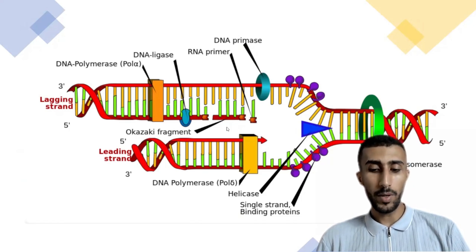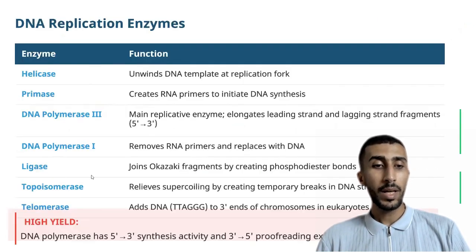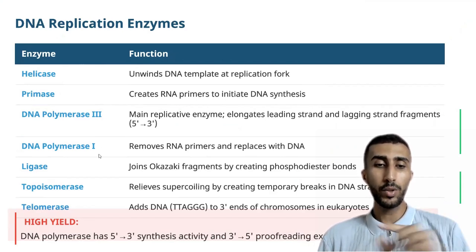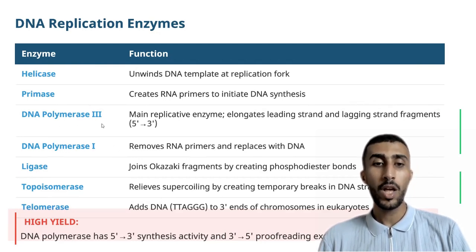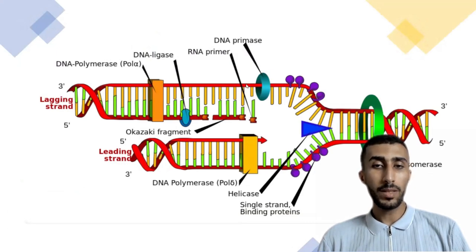After forming this RNA primer, we have to replace the RNA primer with DNA. This is the function of the other DNA polymerase, which is DNA polymerase 1. So we have two DNA polymerases. DNA polymerase 3 is the main replicative enzyme. That is the one that is doing the whole job. DNA polymerase 1 has a minor role, which is the removal of RNA primers and replacing them with DNA, versus DNA polymerase 3, which has the main role here. DNA polymerase 3 forms the complementary strands, and then they are ligated by DNA ligase. This way, we form two daughter strands.